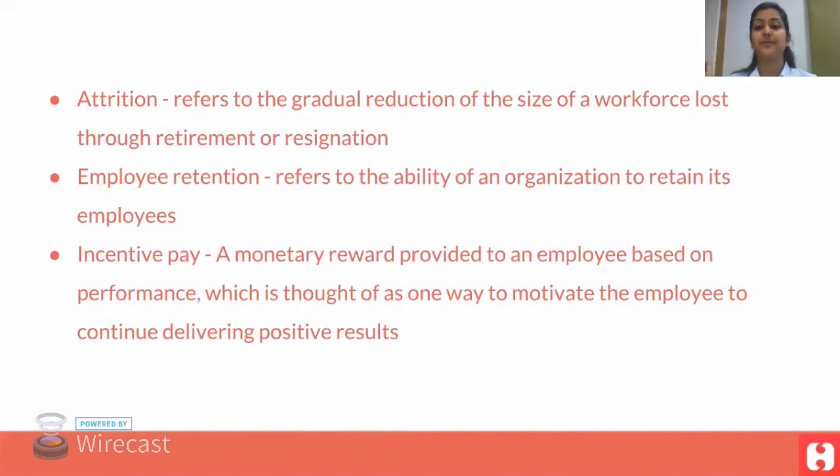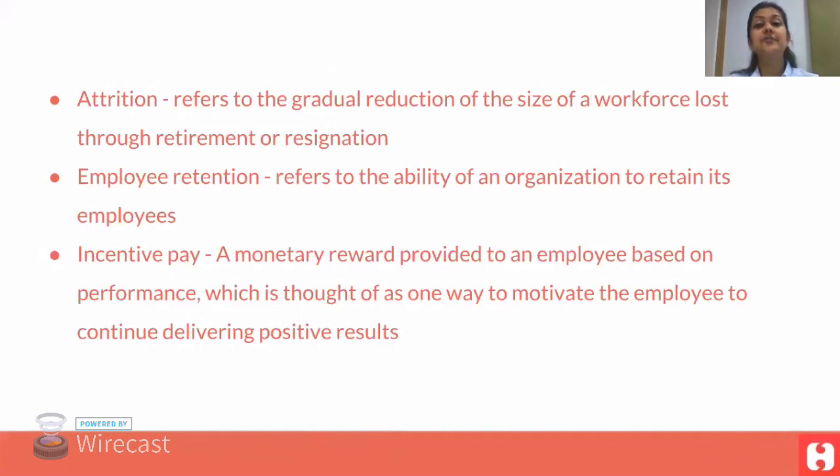Employee retention. Employee retention refers to the ability of an organization to retain its employees. So sometimes they'll offer you some bonuses or stock options in order to make you stay in that company. That is called retention.